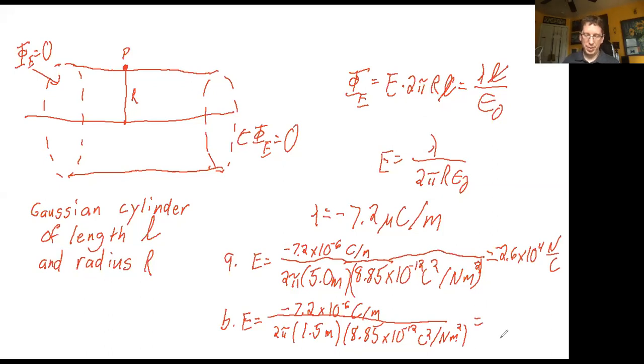Okay, so here you get 8.6, and again, don't forget the negative, 8.6 times 10 to the 4 newtons per coulomb. So it gets stronger as you get closer. And again, the negative means that the electric field is pointing directly in to the wire. Okay, so that's a basic example of how to apply this in the case of a line charge. But like I said, now we're going to up the ante a little bit.